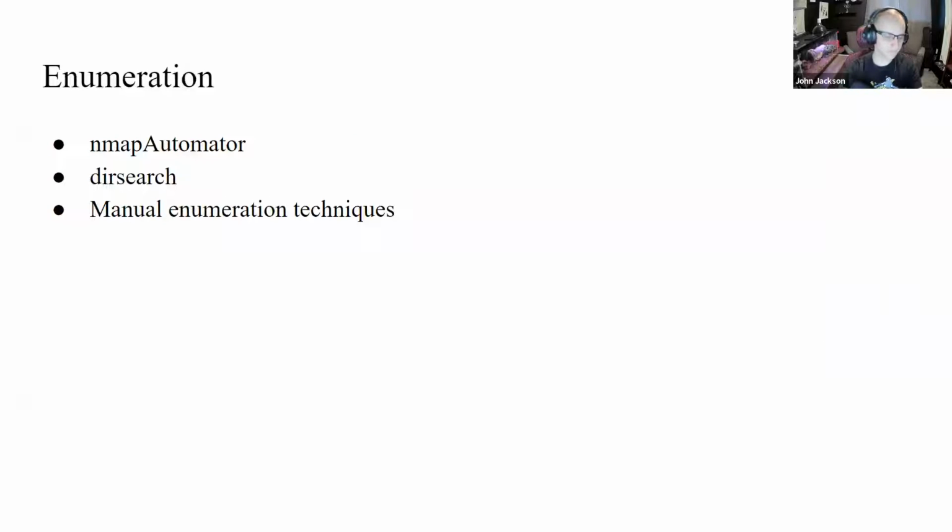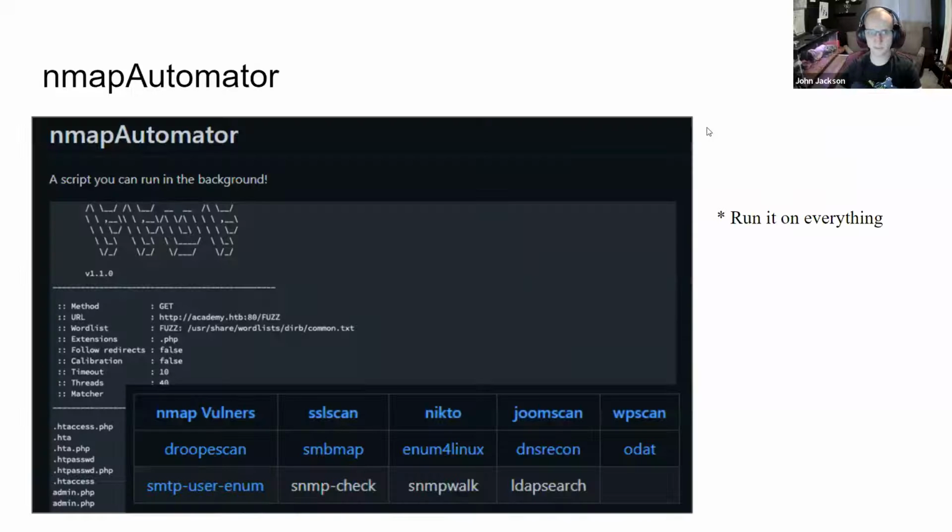So enumeration. My enumeration flow for the OSCP is different than my workflow, for instance, because open source stuff isn't really a thing on the OSCP. So what you want to do is use Nmap Automator. I like it. It's 2 years old. It still works really well, and I use it every day pretty much. Then dirsearch, and I'll explain why, and obviously manual enumeration techniques.